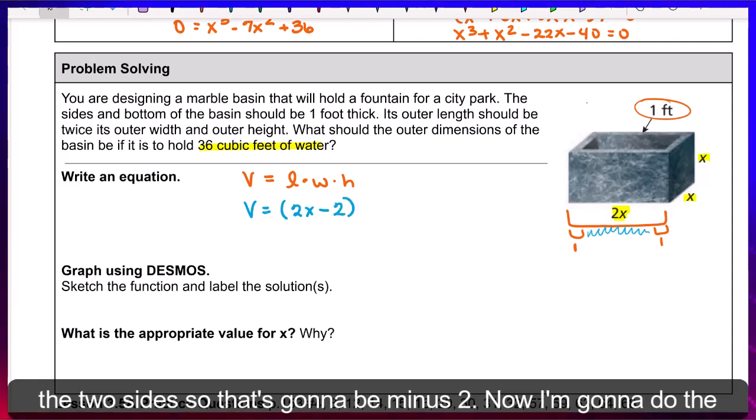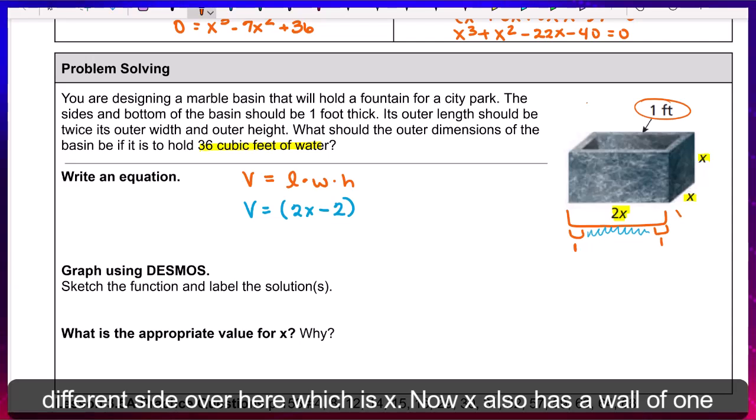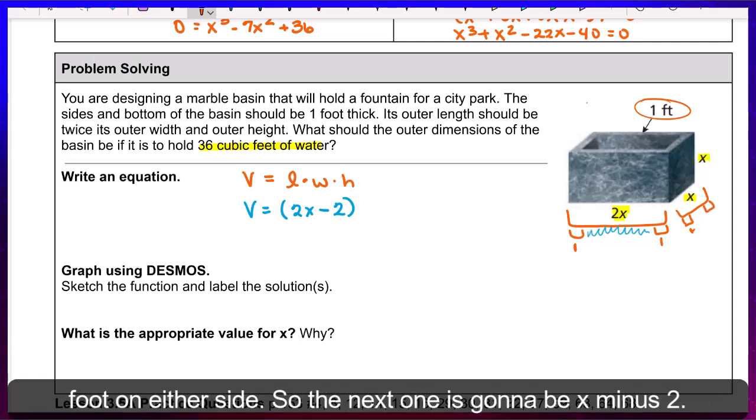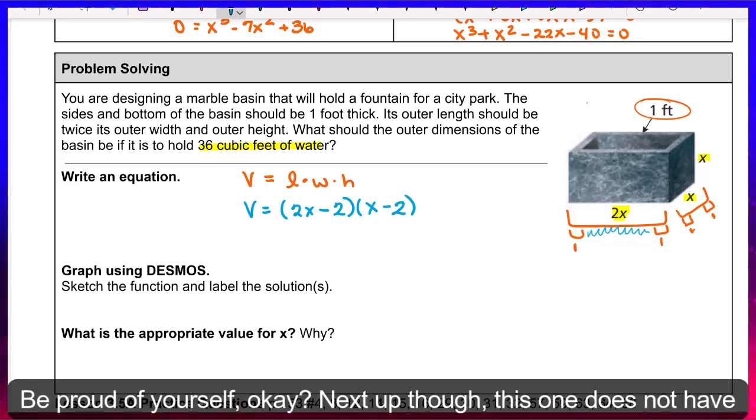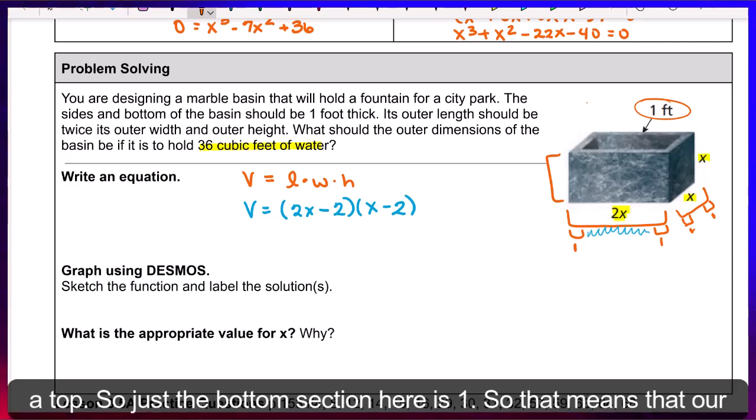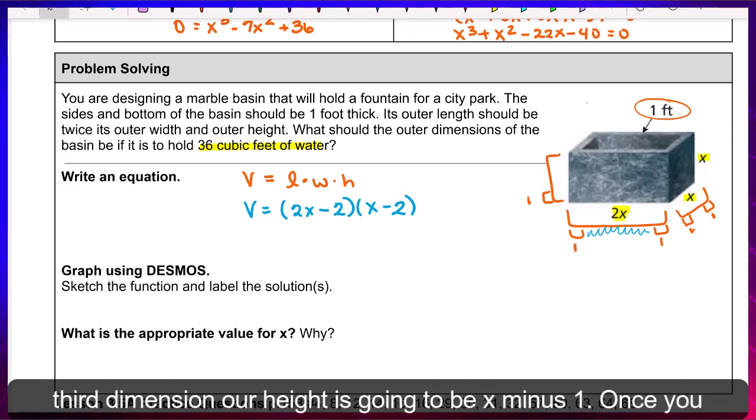So now I'm going to do the different side over here, which is x. Now x also has a wall of 1 foot on either side. So the next one is going to be x minus 2. Be proud of yourself, okay? Next up though, this one does not have a top. So just the bottom section here is 1. So that means that our third dimension, our height, is going to be x minus 1.